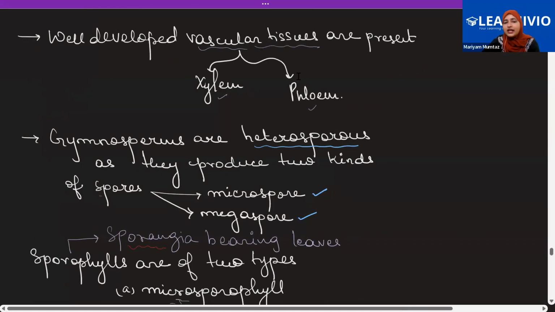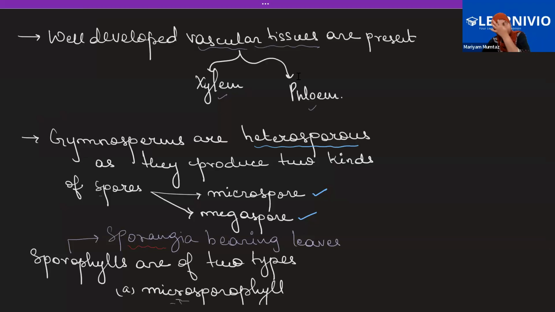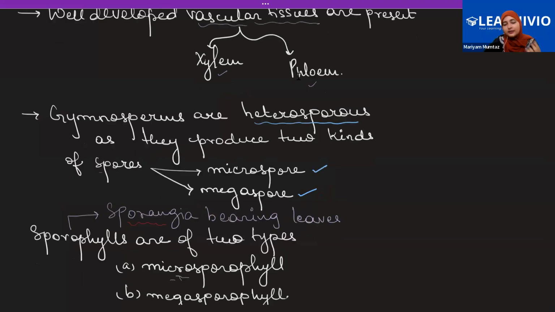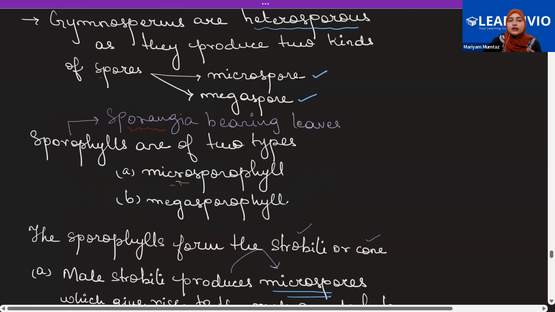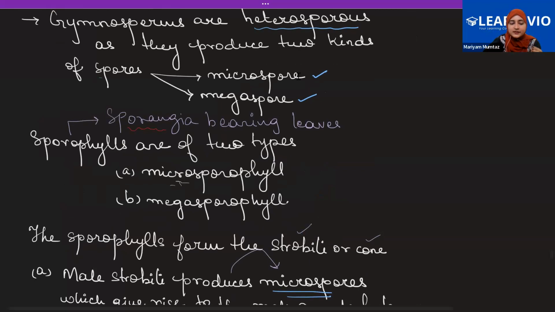And gymnosperms are heterosporous, meaning they produce two different kinds of spores. One of the spores is the microspore, the smaller one, and the bigger one is the megaspore. Now, the sporangia are present on the leaves, right? The leaves with the sporangia we call sporophylls. So the leaves with microsporangia we call microsporophylls, and the leaves with megasporangia we call megasporophylls.